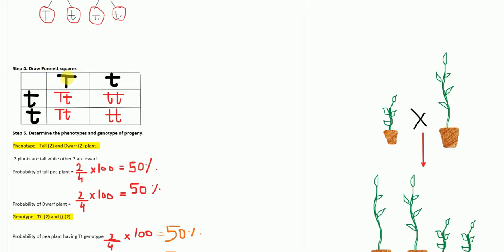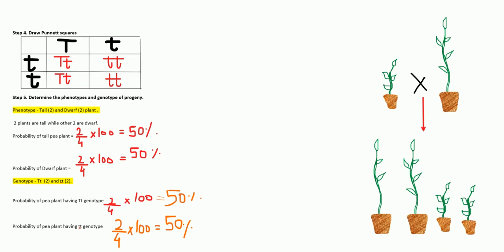On top write the gametes produced by one parent, and on the side write the gametes produced by the other parent, and fill up the columns. And this diagram denotes that here we have crossed a dwarf plant with a tall plant, and we are getting two tall and two dwarf plants.